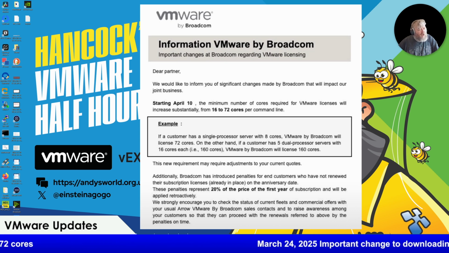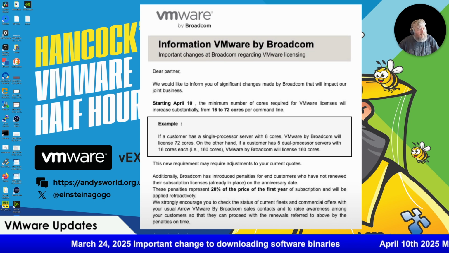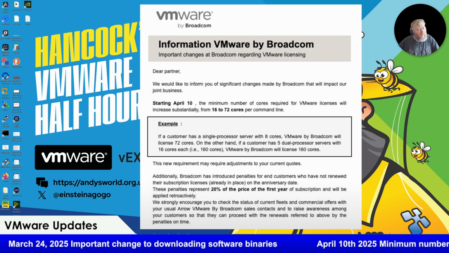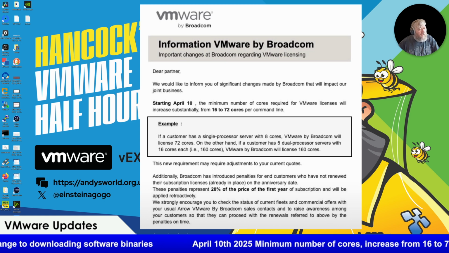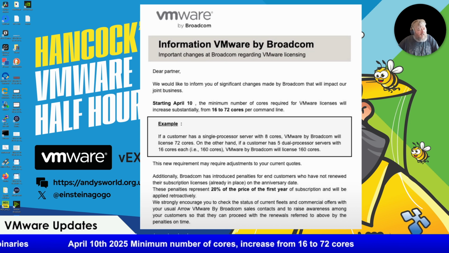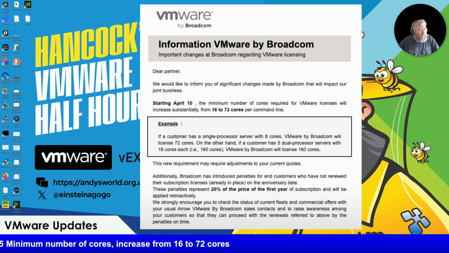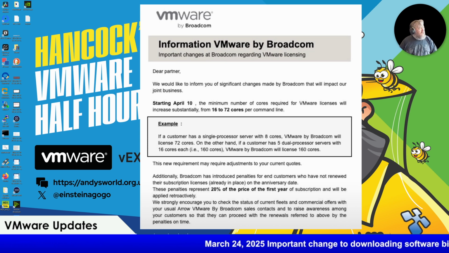Additionally, Broadcom has introduced penalties for end customers who have not renewed their subscription licenses already in place on the anniversary date. These penalties represent 20% of the price of the first year of subscription and will be applied retroactively. We strongly encourage you to check the status of your current fleets and commercial offerings with your usual Arrow VMware by Broadcom sales contracts, and to raise awareness among your customers so that you can proceed with the renewal before the penalties apply.